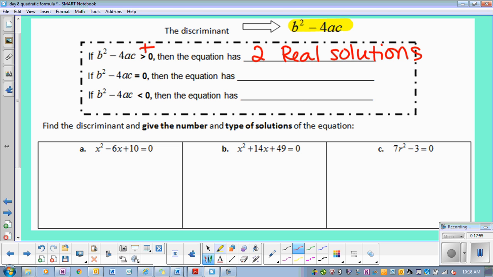You have to memorize the spots, okay? But it's actually not that bad. If it's a positive number, then it has two real. If, when you plug it in, you get 0, then the equation has one real.